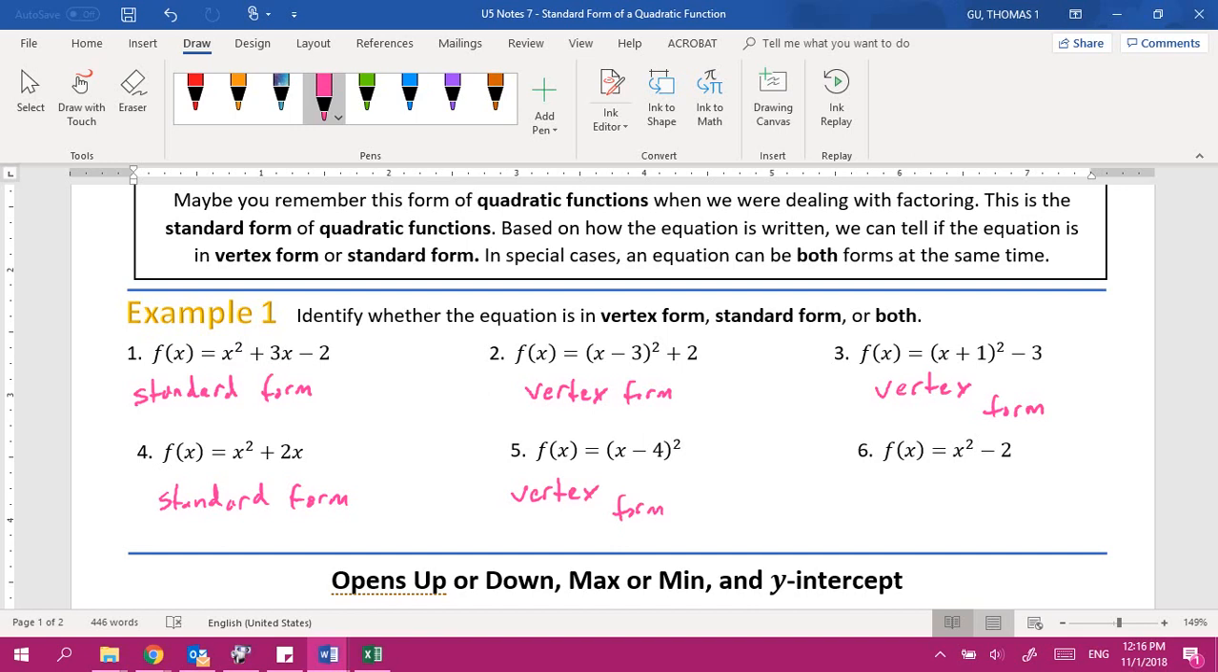Number 6 is both. Why did you say both though? You can find the vertex. What's the vertex on number 6? Right, the vertex you can see is 0, negative 2, right? There's no h, so it's 0, and then negative 2 is the k. But then also it's in standard form because why? There's no parentheses, right? If there's x squared and x. That one doesn't show the x, but... Yeah. All right, let's go down here now.